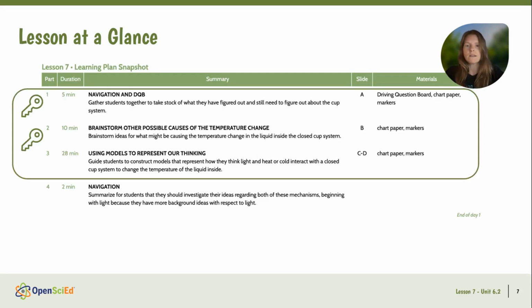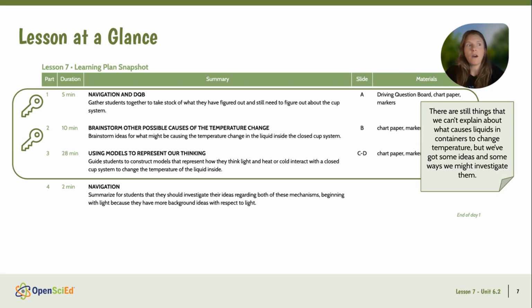So this is a one-day lesson. We have one sense-making loop. This lesson starts by using the driving questions board to take stock of what we figured out and what we still don't know. And then we brainstorm what could cause temperature changes in closed systems. And after that, we model our initial thinking on those causes. From this, we figure out that there are still things we can't explain about what causes liquids and containers to change temperature. But we've got some ideas and some ways we might investigate those ideas.